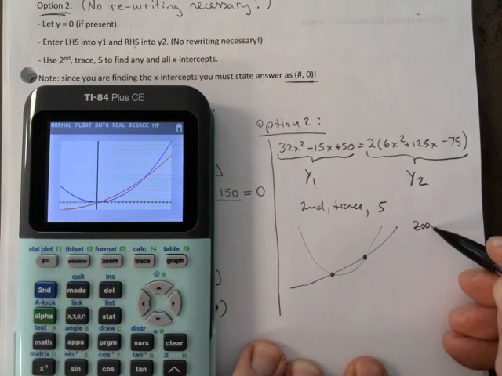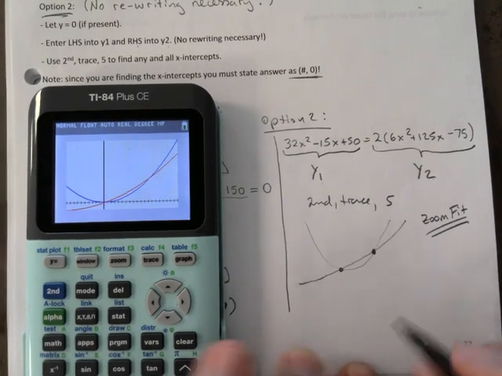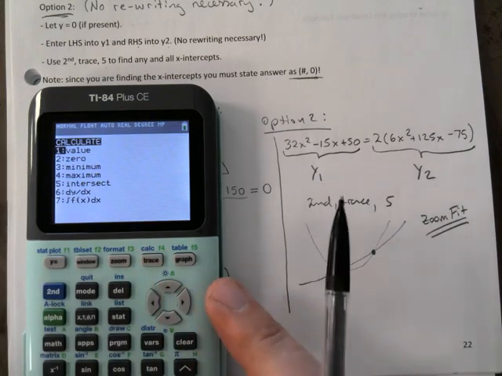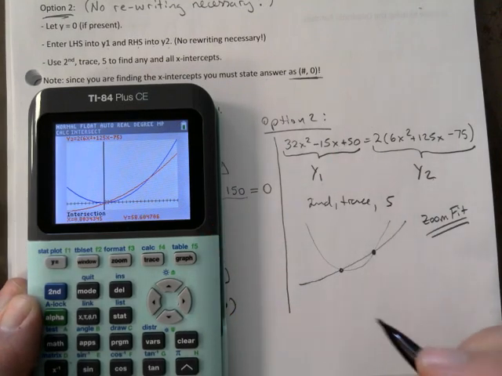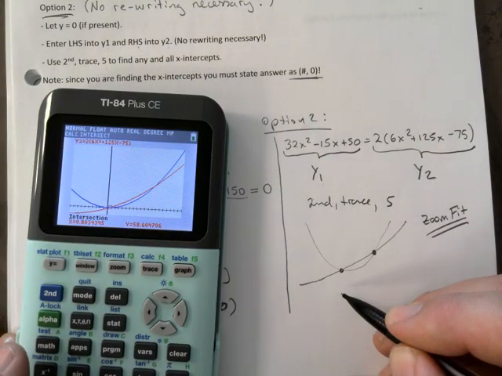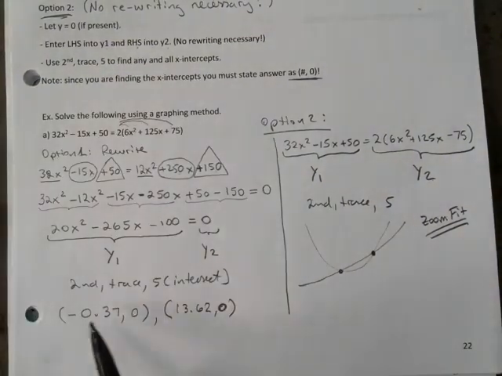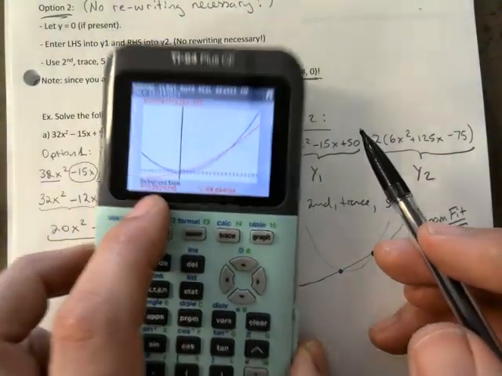We use zoom fit. Okay? Zoom fit to make that work. And then we're going to go second trace 5. So second trace 5, enter, enter, enter. Houston, we have a problem. Did I type it in wrong? Because no secret here, guys, we're supposed to get the same answers. And I get 0.8. So I think I did something wrong.